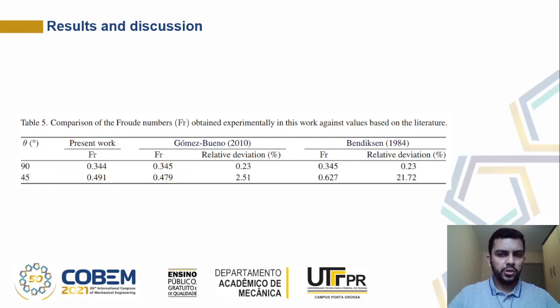Now against correlation by Bendixen, again against the 90 degrees case, the vertical case, it showed negligible deviation. However, against the inclined pipe, it showed higher deviation of 21.72%. But this higher deviation was not unexpected, as other authors already concluded that correlation by Bendixen shows higher deviation against experimental data with inclined pipes.